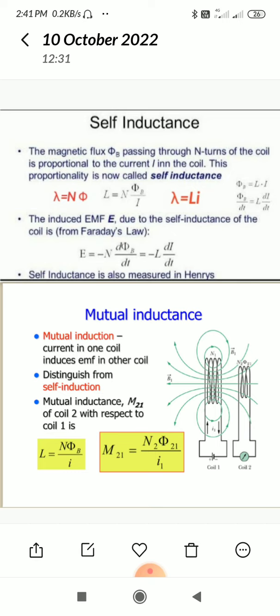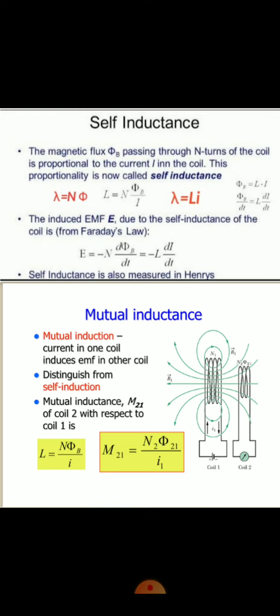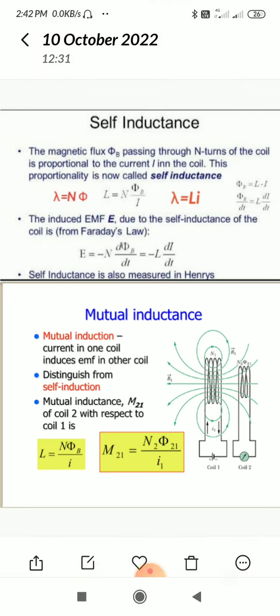So from this, d lambda by dt is equal to minus L di by dt, and d lambda by dt is equal to minus N d phi by dt. So from these two equations, L di by dt is equal to N d phi by dt. So L is equal to N d phi by di. From this equation, you can conclude that if the rate of change of flux is constant, then L is equal to N phi by I. So this is the self-inductance in the circuit, and this self-inductance is measured in Henry.